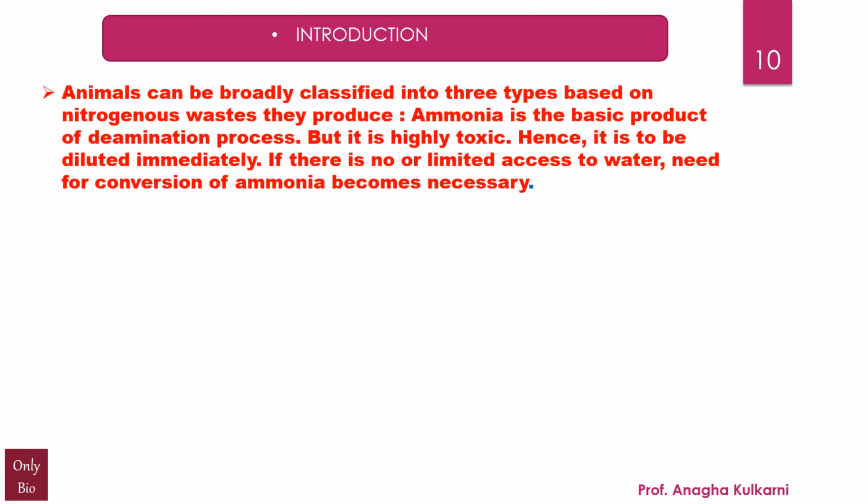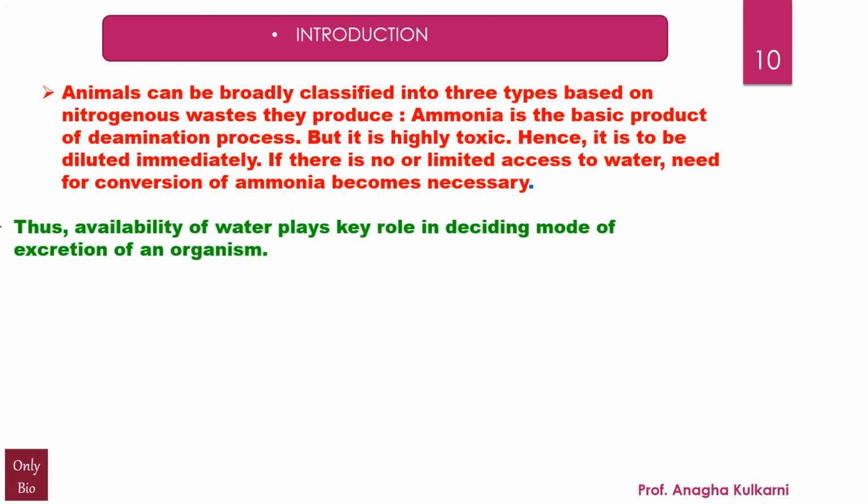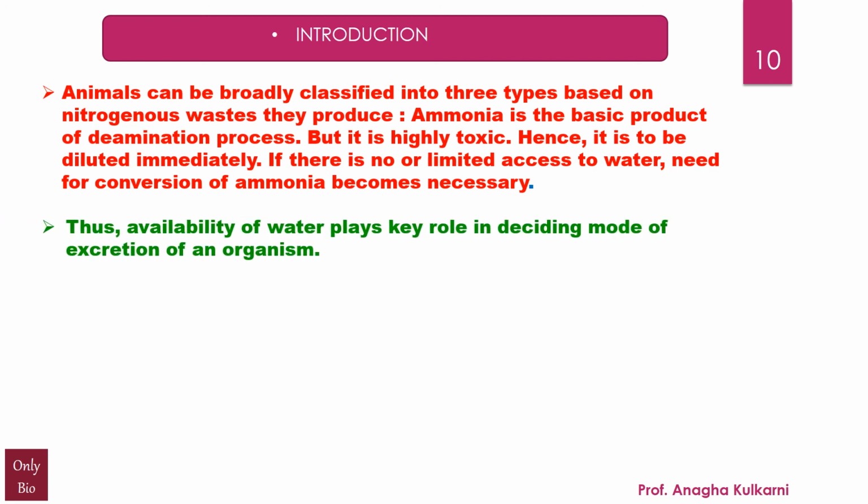Animals can be broadly classified into three types based on the nitrogenous wastes they produce. Ammonia is the basic product of the deamination process, but it is highly toxic. Hence, it is to be diluted immediately. If there is no or limited access to water, the need for conversion of ammonia becomes necessary. Thus, availability of water plays a key role in deciding the mode of excretion of an organism. There are three main modes of excretion. I hope you recollect those: ammonotelism, ureotelism, and uricotelism.